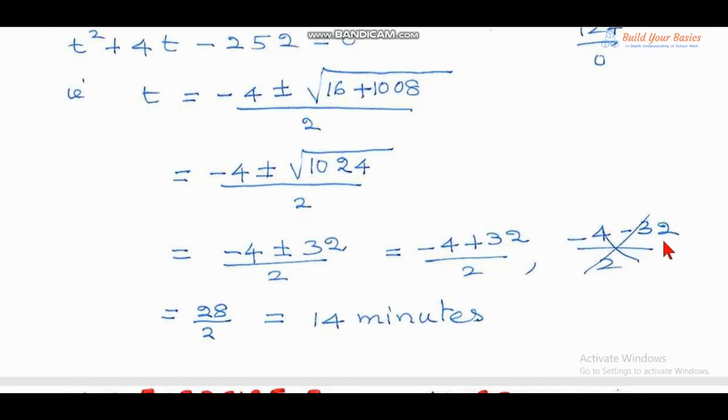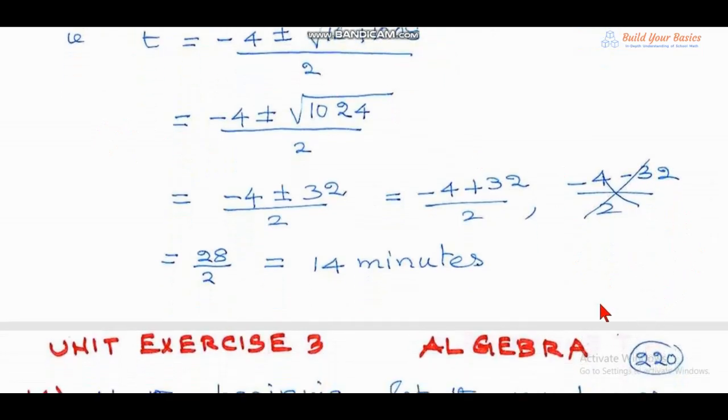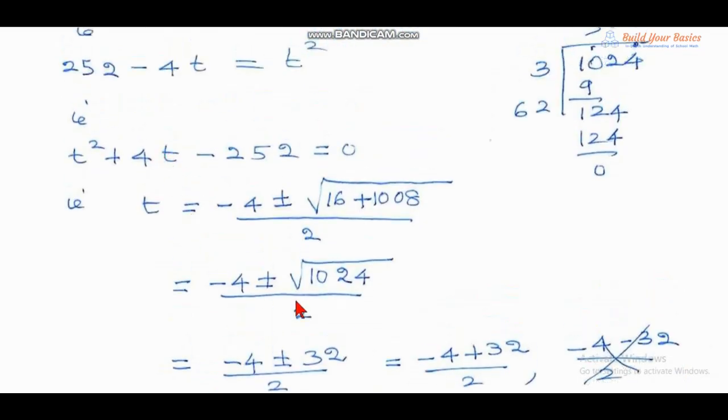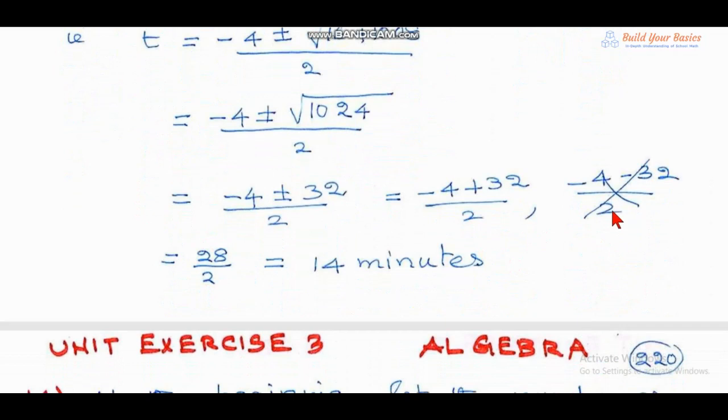Then time cannot be negative, so we ignore it. It is inadmissible. So the only value of t is 28 by 2, that's equal to 14 minutes. This quadratic equation has got two roots, of which one root is to be rejected for this particular problem. So we get t equal to 14 minutes. That is the answer. The value of t is 14 minutes.